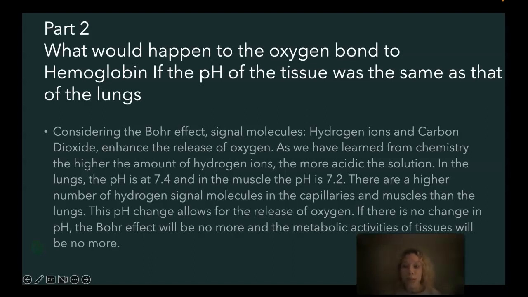As we learned from chemistry, the higher the amount of hydrogen ions, the more acidic the solution. In the lungs, the pH is 7.4, and in the muscle, the pH is 7.2. There are a higher number of hydrogen signal molecules in the capillaries and the muscles than the lungs. The pH change allows for the release of oxygen. So if there is no change in the pH, the Bohr effect will be no more, and the metabolic activities of tissue will be no more.